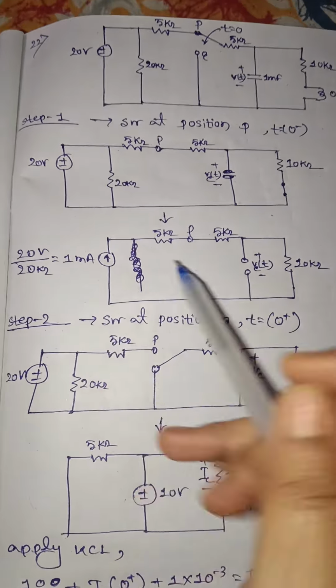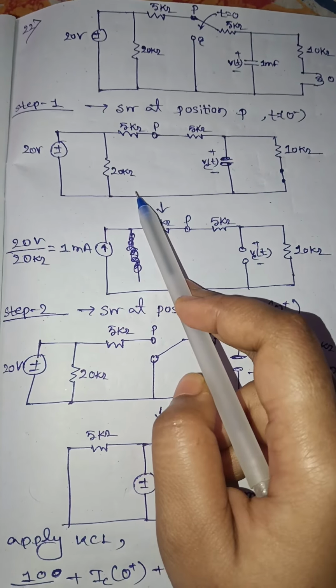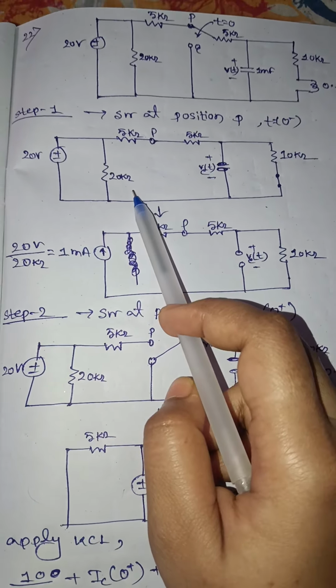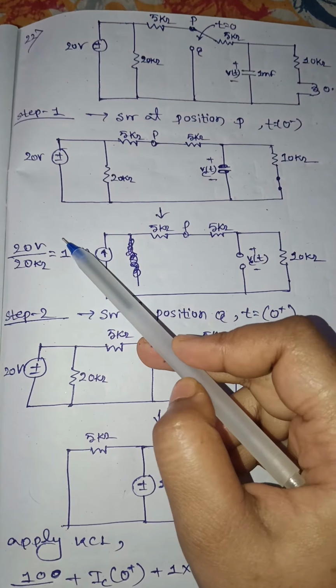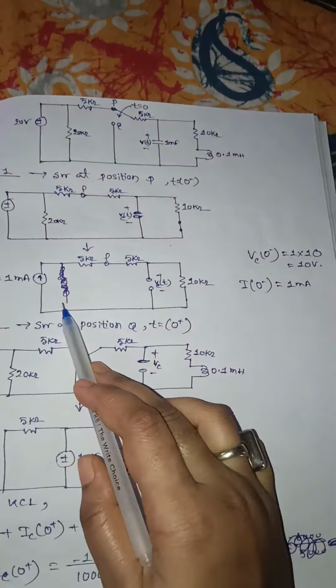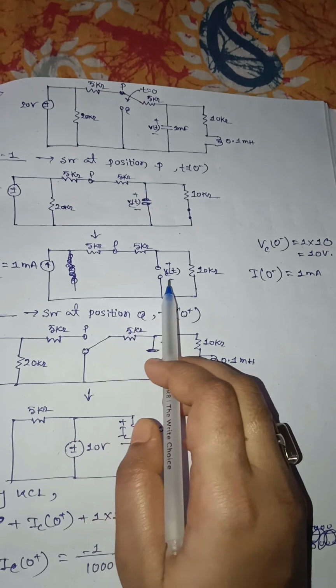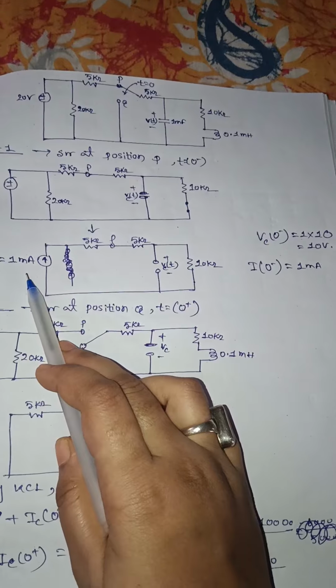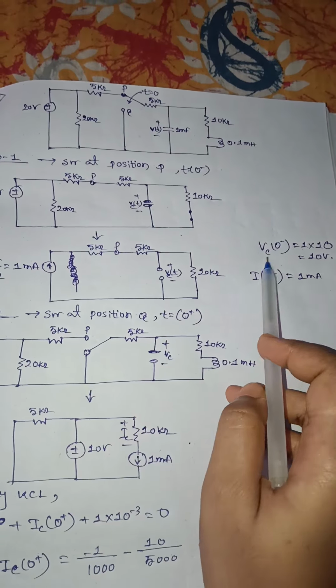Again, here is a 20 volt source in parallel with a 20 kilo ohm resistor. According to the relation, the current is voltage divided by resistance, which gives 1 milliampere. Now the capacitor voltage is in parallel with the 1 milliampere current, so according to the relation, the capacitor voltage is equal to 10.